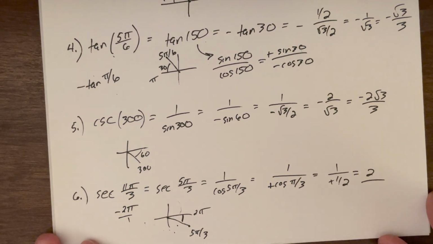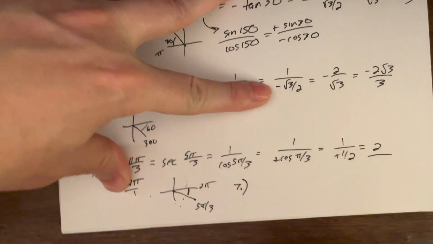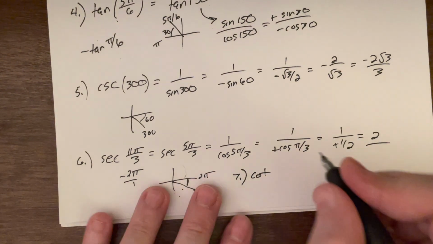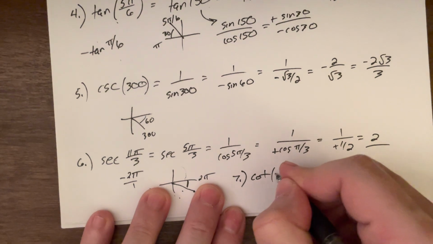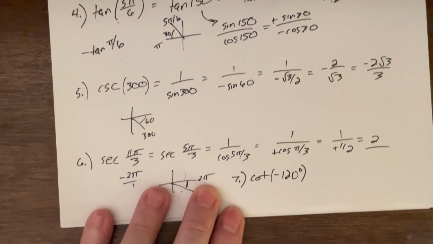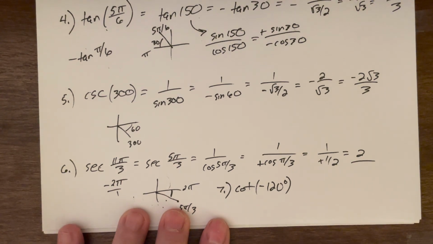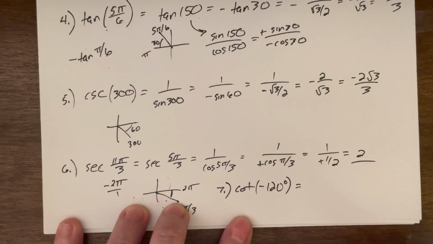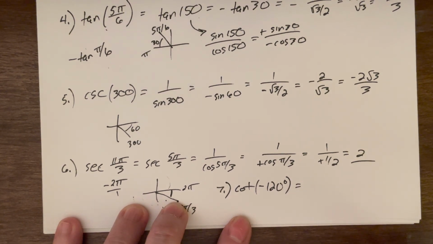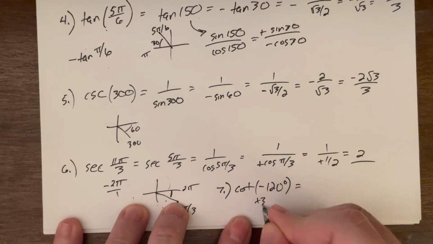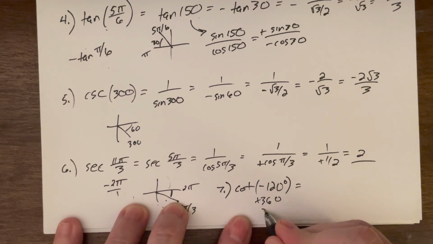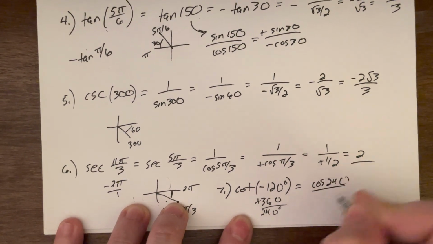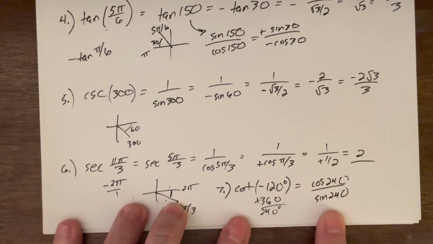Okay, and last one, let's do one more. Number 7, let's take a look at cotangent of, let's do negative 120 degrees. Well, cotangent is 1 over tangent, but for a lot of people, they might already jump to the cosine over sine definition. The negative angle, well, at least it's degrees, but let's make it positive. So we would get 240 degrees. So I'll get cosine of 240 over sine of 240.